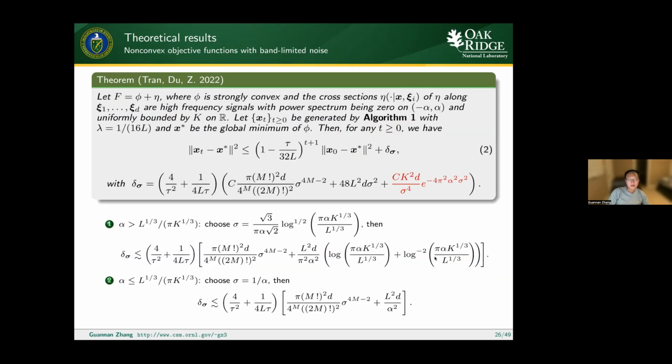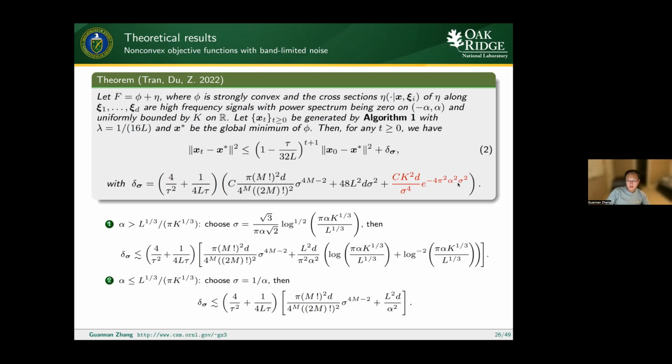And here is another one. The band limited function noise is just a generalization of the periodic noise. Basically, it could be non-periodic, but we have very similar results. Here, alpha is the lower bound of the frequency, and we can see the error term is determined really by the slowest frequency mode.